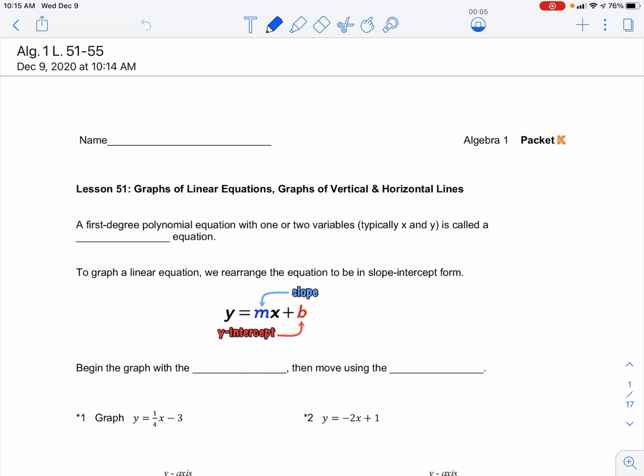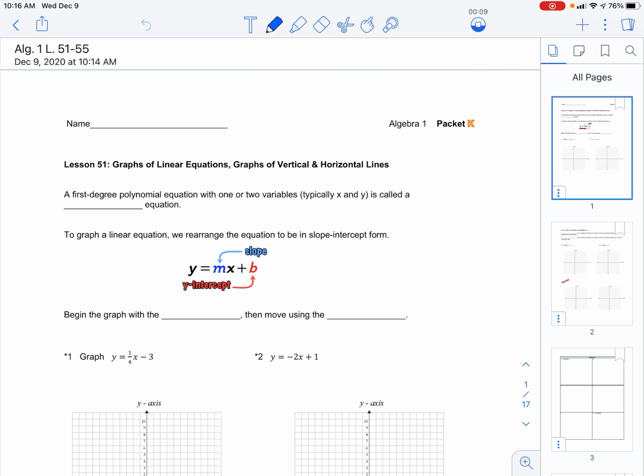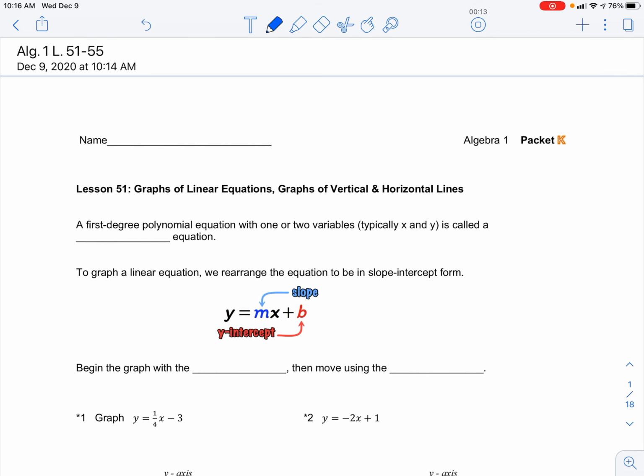Okay guys, today we're going to be looking at lesson 51 together. I'm going to make a separate sheet up here because I just want to make a few notes about the lesson. Okay, so I'm going to write down 3 different first degree polynomial equations. The first one is going to be y minus 2x plus 1 equals 0.